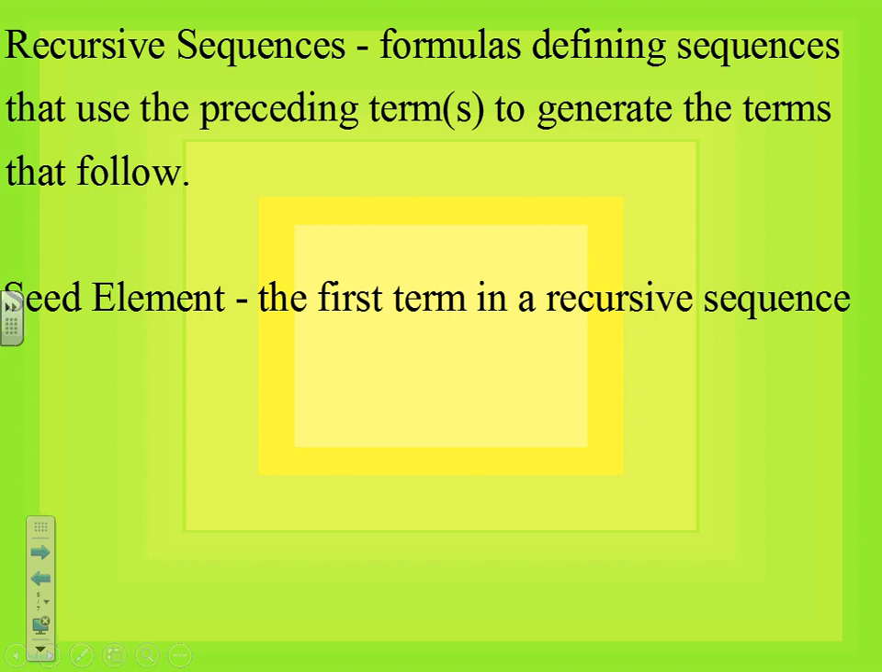So a recursive sequence is a formula or an equation that we use to generate the next value, and whatever that value is becomes part of the equation. So to keep it in terms of the credit card analogy that we did in that interest project, you started off with a balance of $5,000. Well, that was the first term in your recursive sequence. So we would refer to that as your seed element. There you go, seed element. That's your first term.